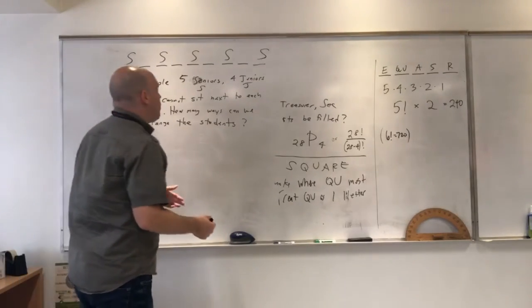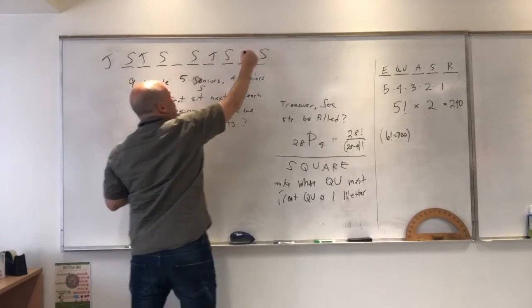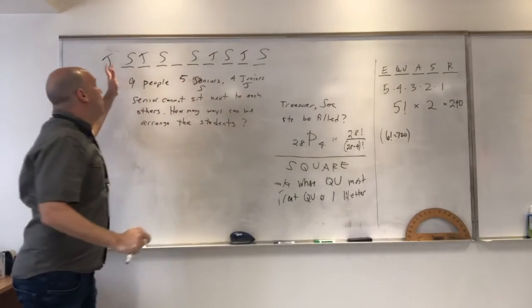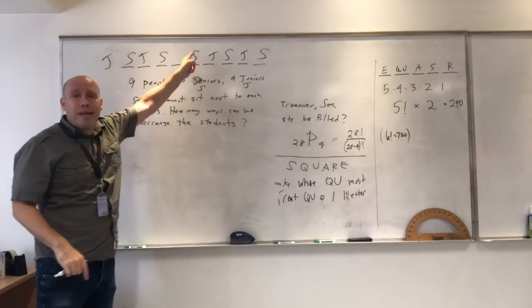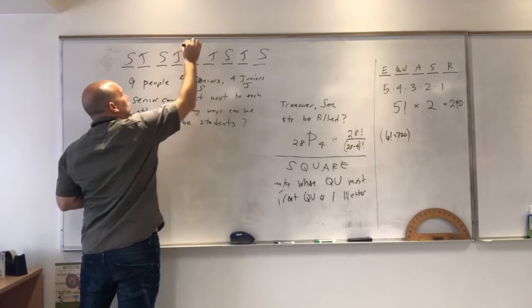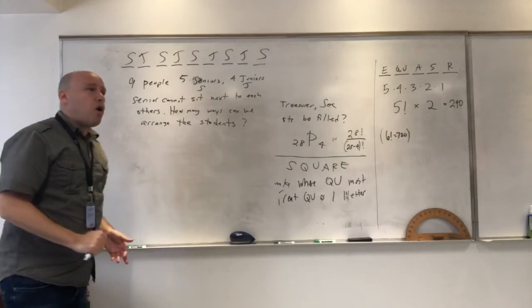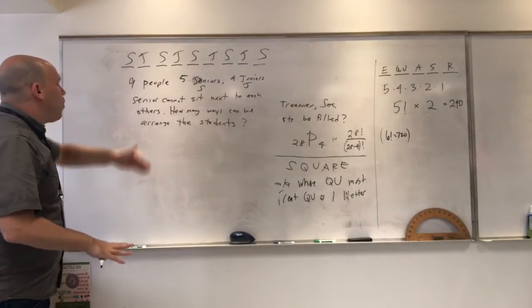Well, someone might say, can I put one here, and here, and here, and here? And the answer is no, because these 2 seniors will be next to each other. So that means a junior has to go there. This is how it looks. So what's the next step?